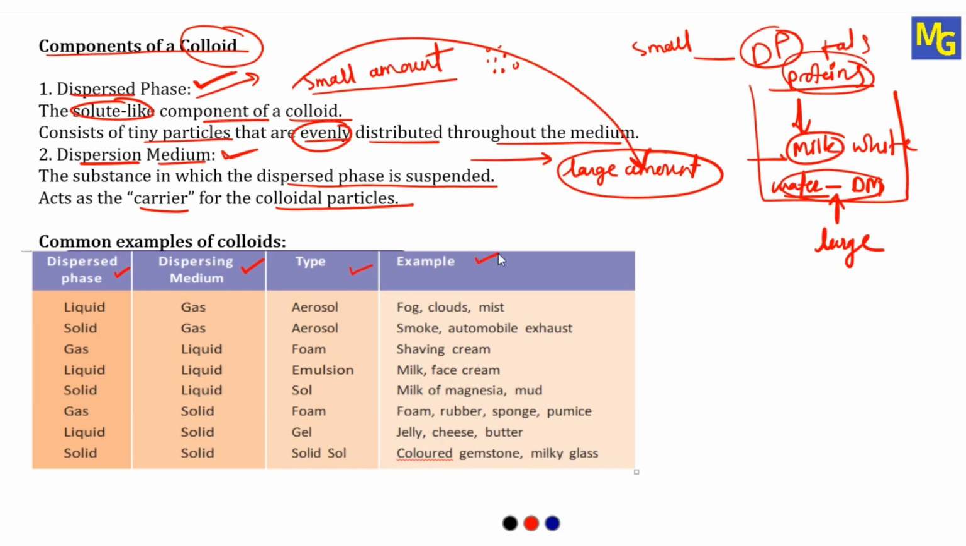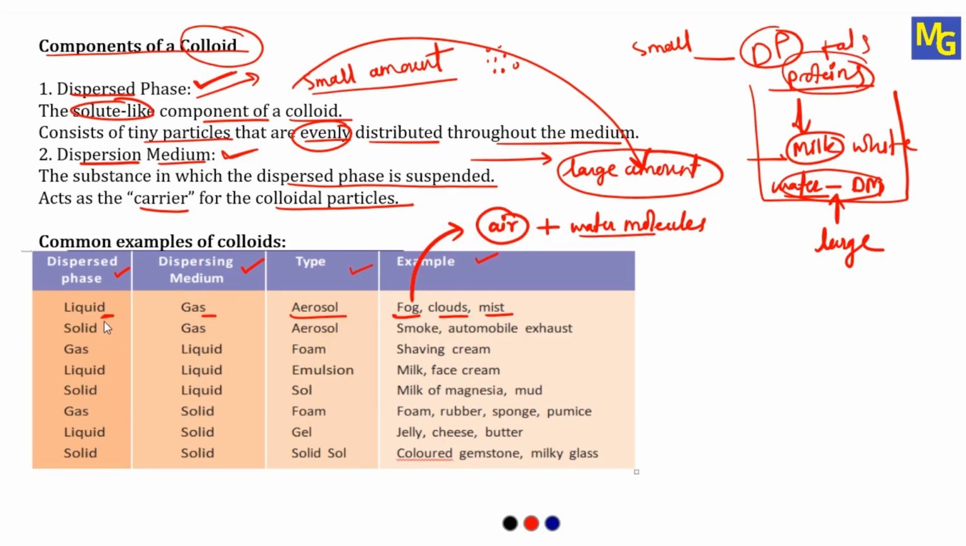Then type and example. So see here, if the dispersed phase is liquid and the dispersion medium is gas, so gas is more, liquid is less, then such type of colloid solution is called aerosol. So aerosol means what? Gas is more, liquid is less. Example is what? Fog, clouds, mist. You may have seen fog. In fog, a large amount of air will be there and a small amount of water molecules will be there. So remember, here air is the dispersion medium and water molecules are the dispersed phase.